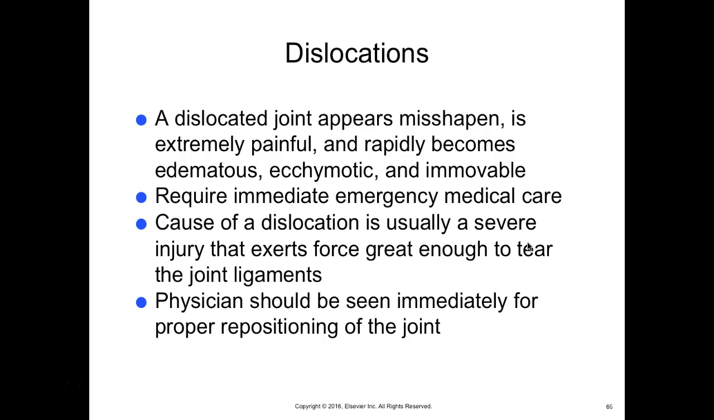So when a joint is out of place, there could be compression on blood vessels or nerves. So it needs to be put back in place as soon as possible. The cause of the dislocation is usually a severe injury that exerts force great enough to tear the joint ligaments and pull the bones out of place. So you see this in sports a lot, football, soccer, those types of things where there's dislocations. Physicians should be seen immediately for proper repositioning of the joint.